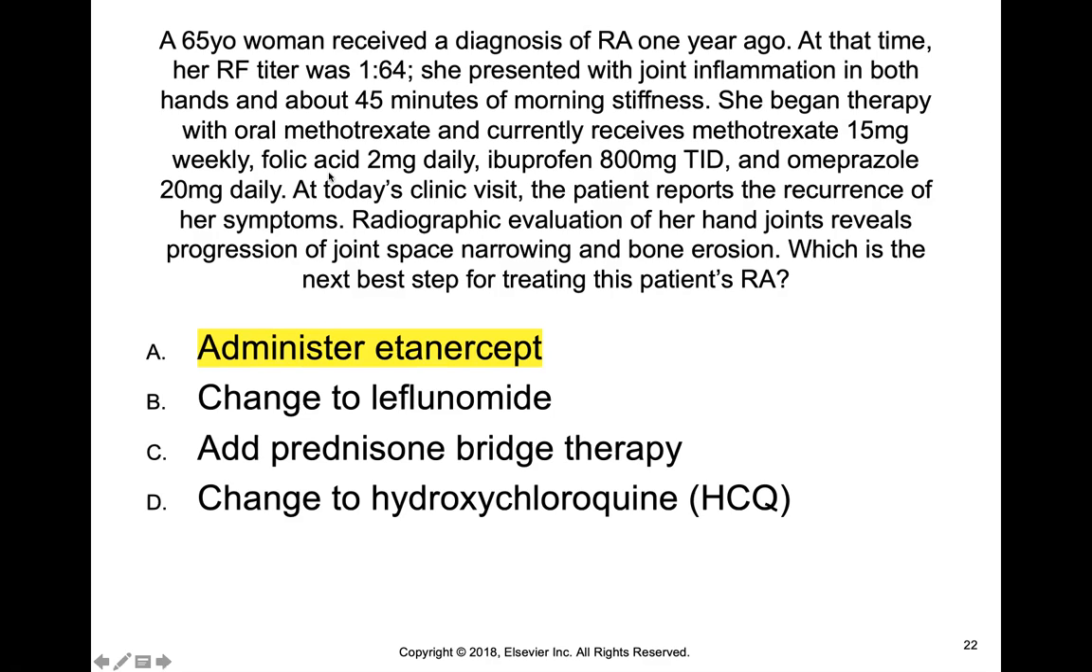Change to leflunomide, if you remember, that is just a secondary choice and typically given if the patient doesn't tolerate methotrexate. There's no indication that the patient is not tolerating methotrexate just fine. It's just that her disease is progressing, so that wouldn't be the right answer. We would typically avoid prednisone bridge therapy because this patient is also on a high dose of NSAID, and NSAIDs and steroids can really increase your risk for gastric ulcer, so we tend to avoid that. And then again, hydroxychloroquine is another one of those second-line therapies if the patient doesn't tolerate methotrexate, but there's no indication here that she is not.